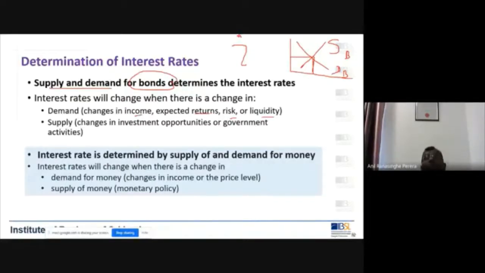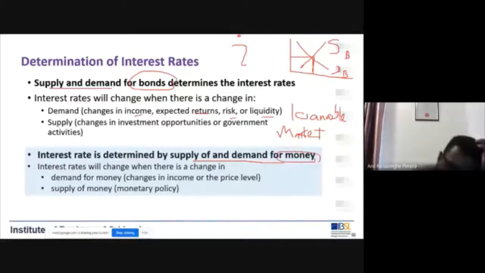Actually, that discussion is basically relevant to Irving Fisher's analysis. Fisher was basically talking about this demand for bonds and supply of bonds. He called it the loanable market. So that is the loanable market approach. Then later on we have seen interest rate is determined basically by the supply and demand for money. So that is actually the Keynesian approach.